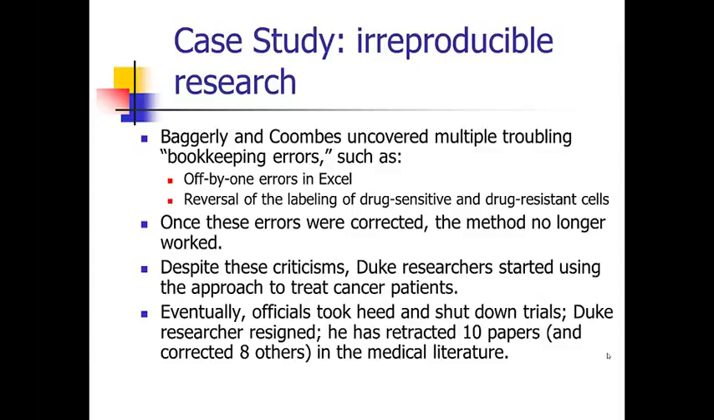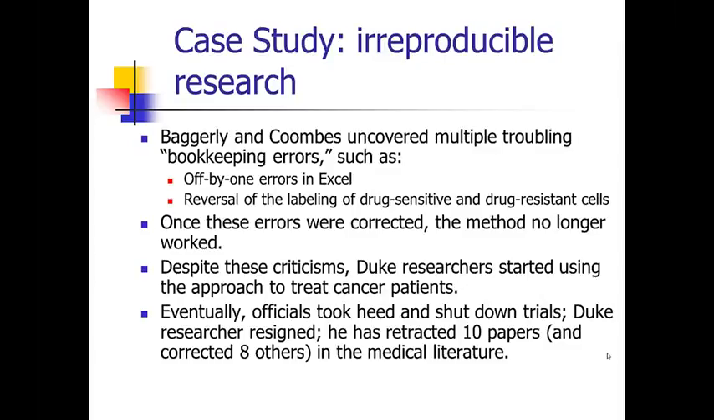Baggerly and Coombs were now invested in continuing to sleuth these papers, and they found errors in a number of other papers. When they corrected these errors, the method just no longer worked. It was a completely irreproducible approach. In other words, their approach did not work if you analyzed the data correctly. Baggerly and Coombs tried to bring up these criticisms and get people to listen to them. It took them a while to get anybody to pay attention.